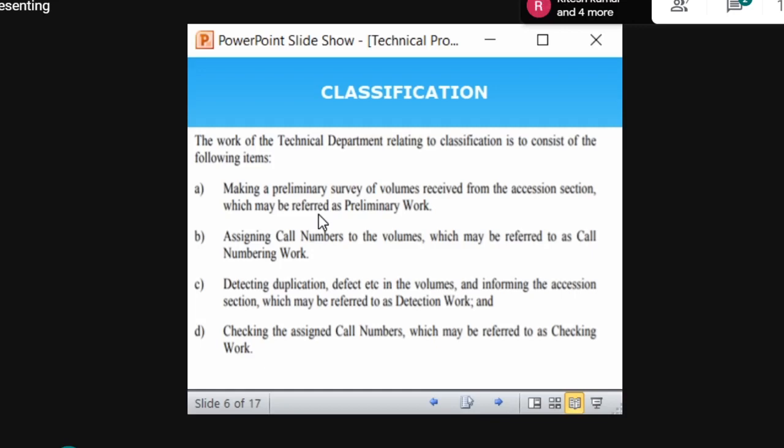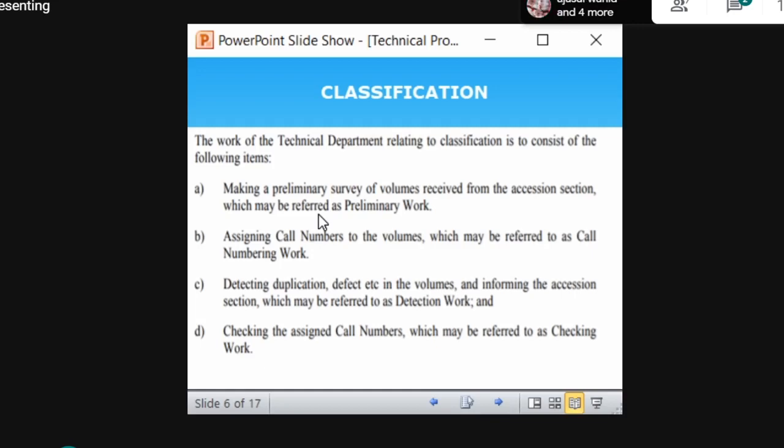That means the accession number has been entered, which may be referred to as preliminary work. So how many new books they have received from the accession section, they are doing a survey to get a detailed understanding about it. And next, they will assign call numbers based on a certain scheme of classification, right? They will assign call numbers. If they are using DDC, they will assign call numbers accordingly.